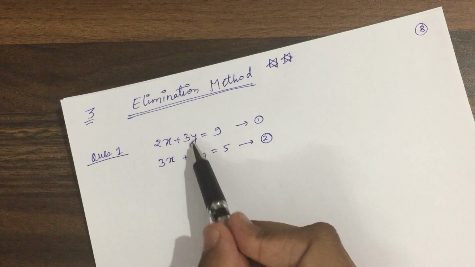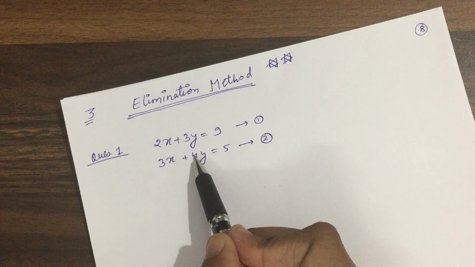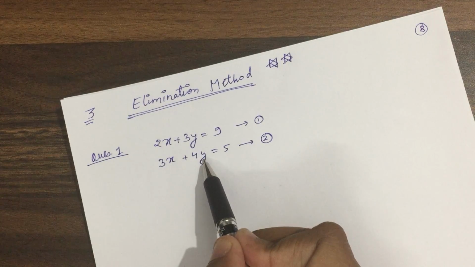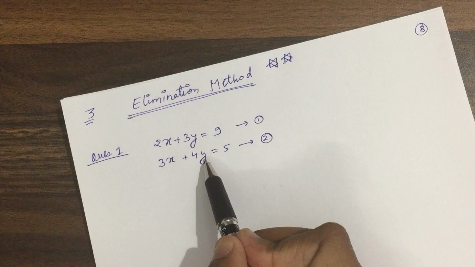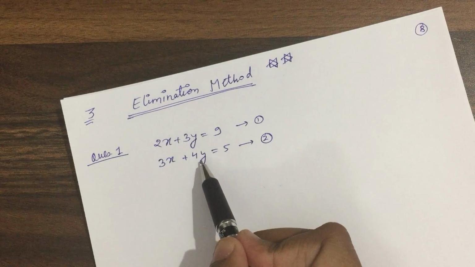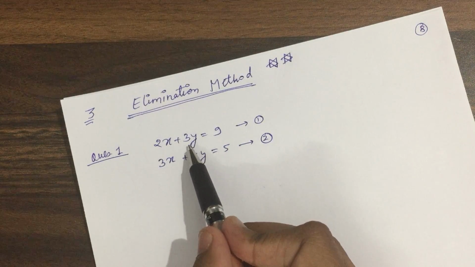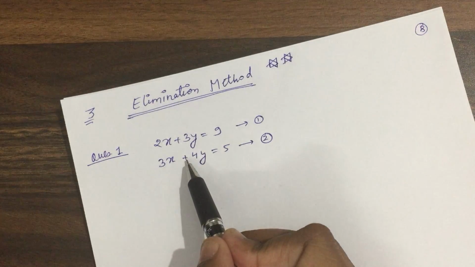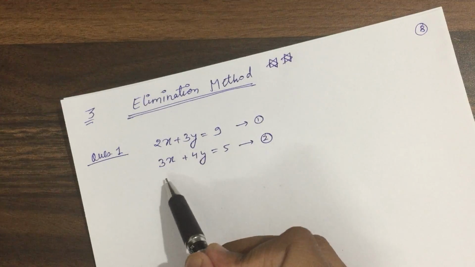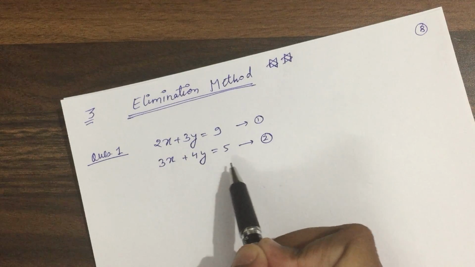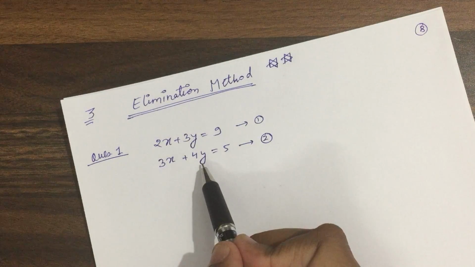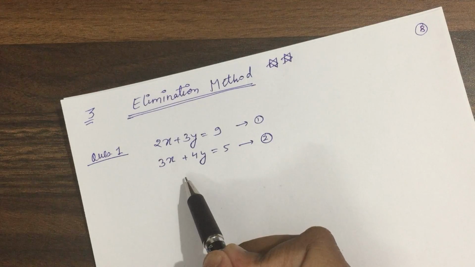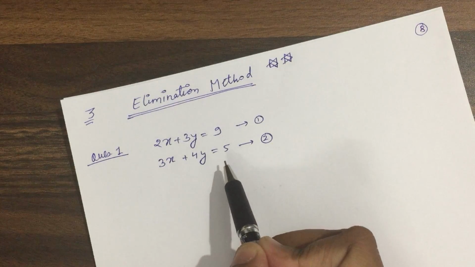Here the LCM of 3 and 4 will be 12. So we will make the coefficient of y here also 12 and here also 12 by multiplying with a suitable number. Here the coefficients of y are both positive, so in order to eliminate y, we need to subtract the equations. If the coefficients of y have alternate signs, then we will add both the equations to eliminate that particular variable.